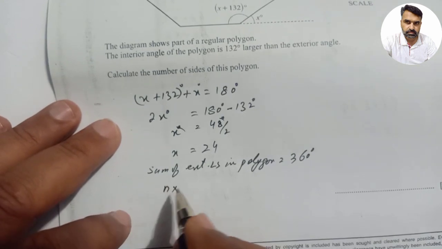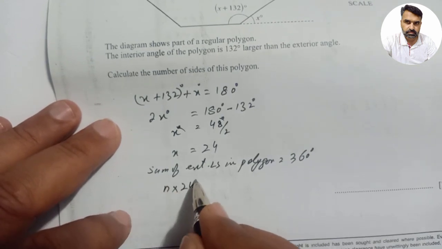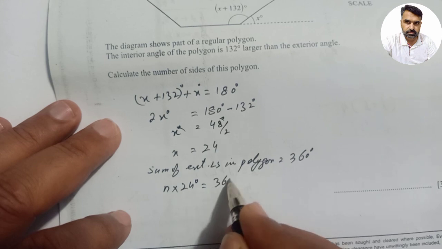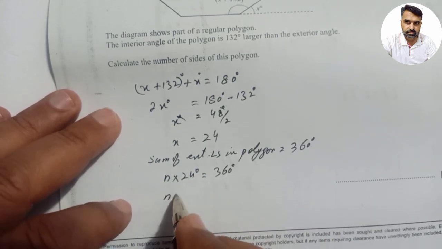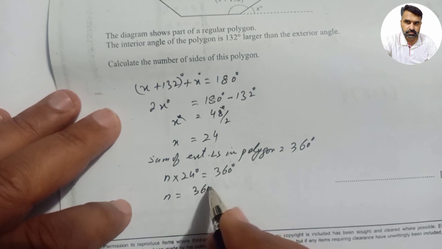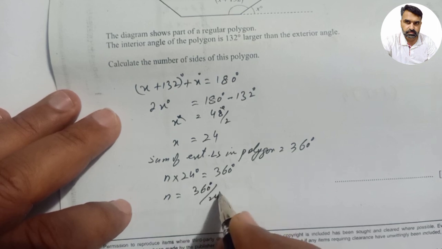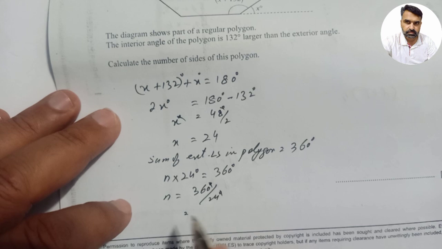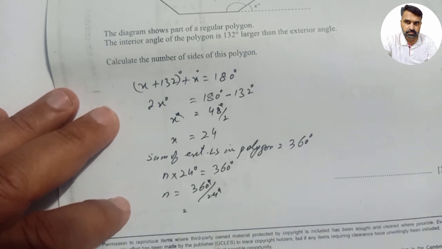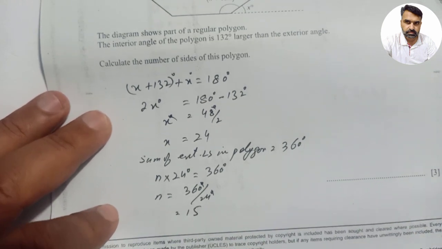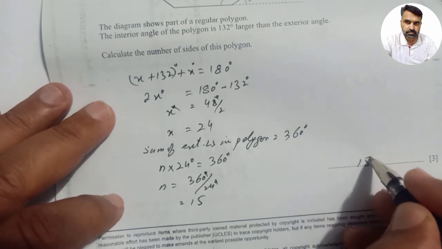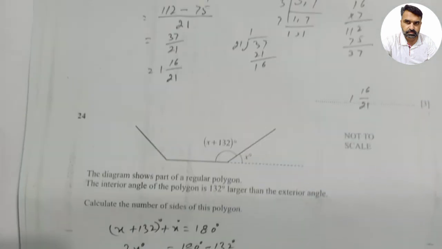So n multiplied by 24 degrees is equal to 360 degrees, and 24 degrees is multiplying. When we transfer it to the other side, it will divide. 360 degrees over 24 degrees, degree will be cancelled with degree, and 360 will be divided by 24. 360 divided by 24, and the answer is 15. So the polygon has 15 sides. And students, it is the last question of this paper.